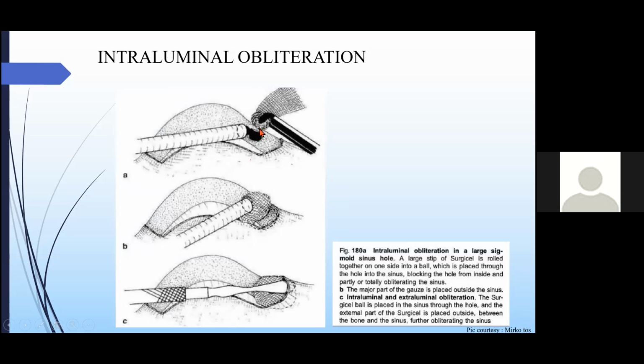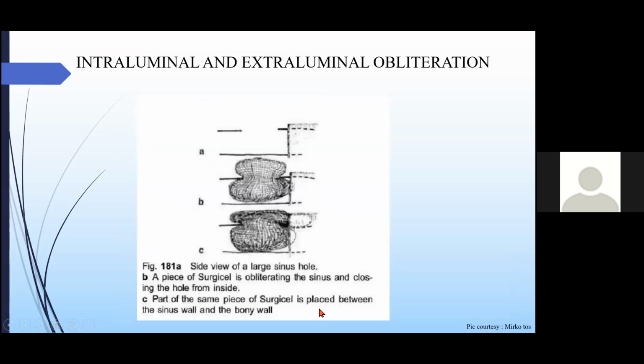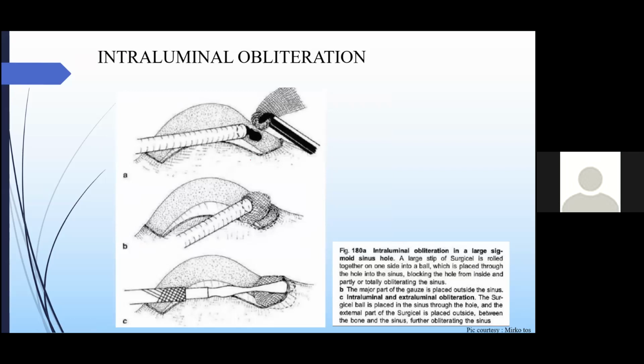Again, we can use Surgicel. The major part of the Surgicel lies outside, and a middle and significant part is folded in the form of a ball or a chunk, and it should be blocked into the lumen of the sigmoid sinus, and external pressure should be applied. Over it we can even apply a Surgicel and tuck it under the bone. So this is intraluminal obliteration, but one has to be careful that it should not become an embolus. That's why a large external part is kept outside, or tucked into the bony edges at the margins.